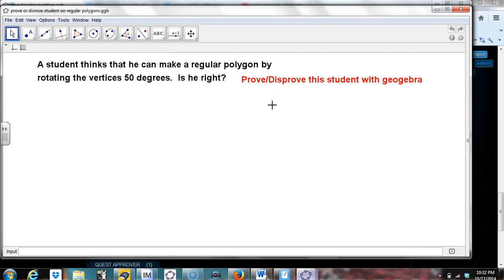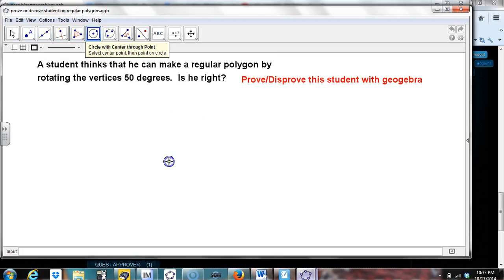Okay, last one for this video, question number 7. A student thinks he can make a regular polygon by rotating the vertices 50 degrees. Is he right? So if we rotate 50 degrees, is this going to evenly rotate our points around to make a 360 degree rotation with points, right? With the rotated angle being 50 degrees.